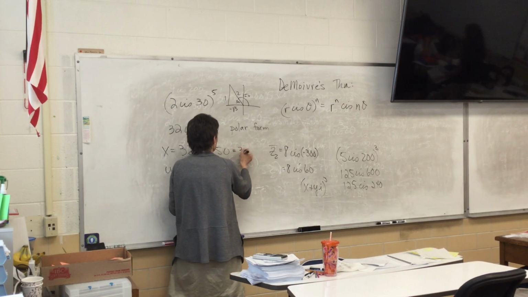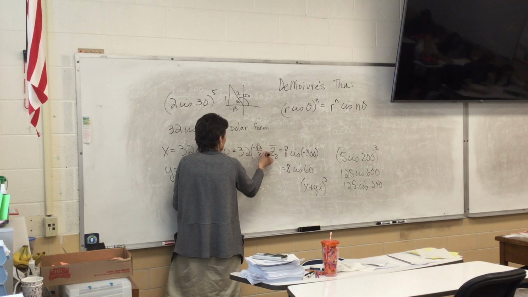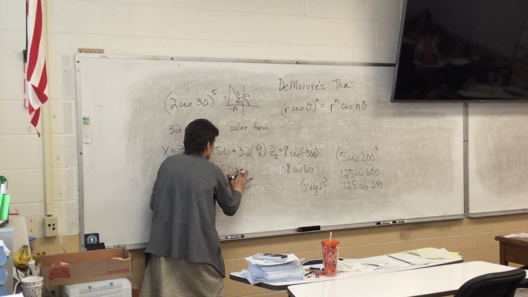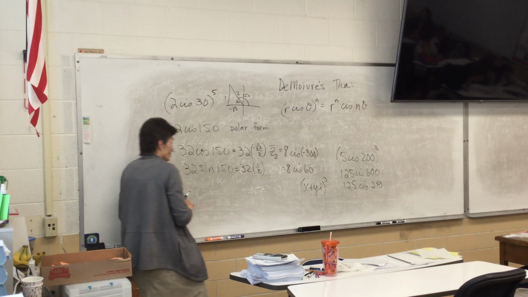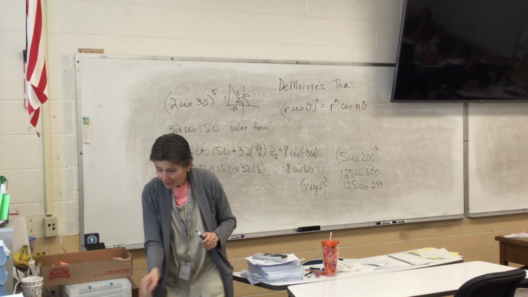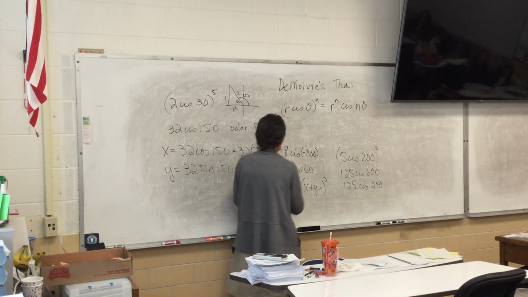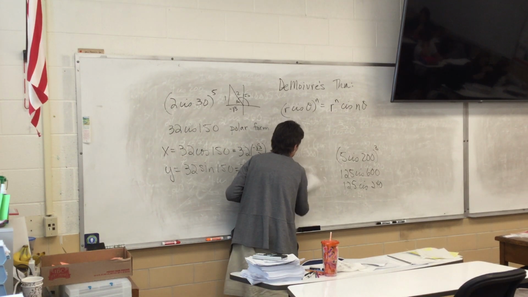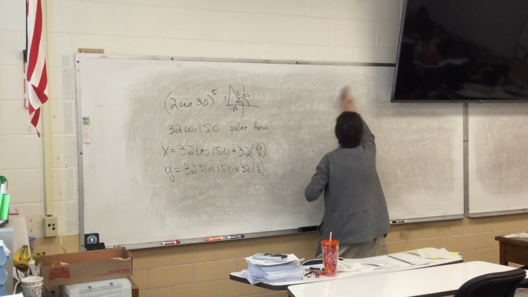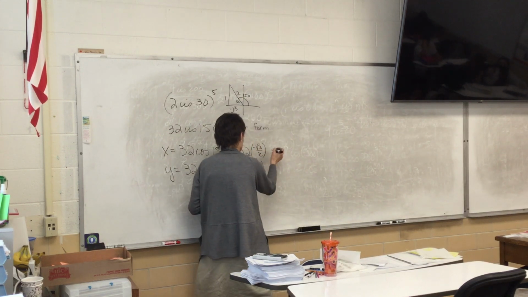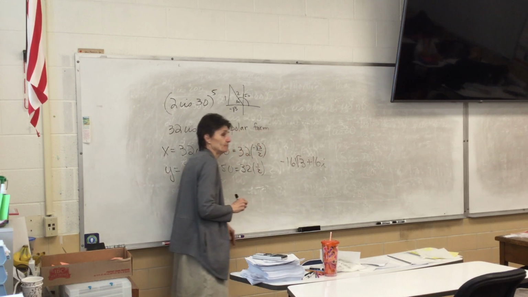So 32 times the cosine of 150, which is negative root 3 over 2. And 32 times the sine of 150, which is 1/2. So what is my exact rectangular form of this answer? Negative 16 root 3 plus 16 i. Yes, indeed, that's exactly right. Negative 16 root 3 plus 16 i.